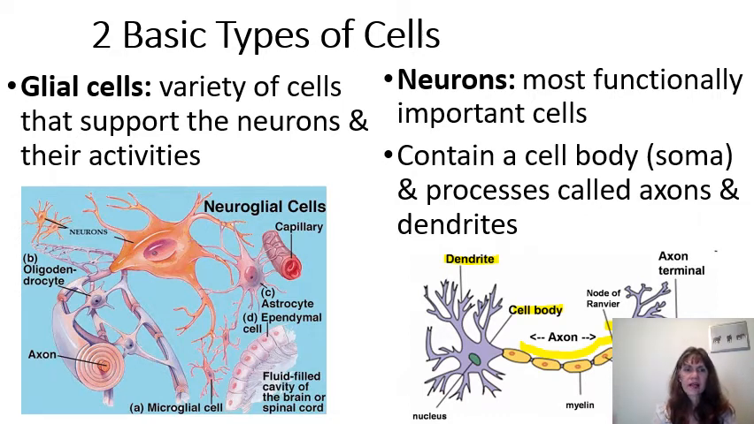On this slide on the left, we also see glial cells. Glial cells, or neuroglial cells, include a variety of types of cells that support the neurons and the activity of those neurons.